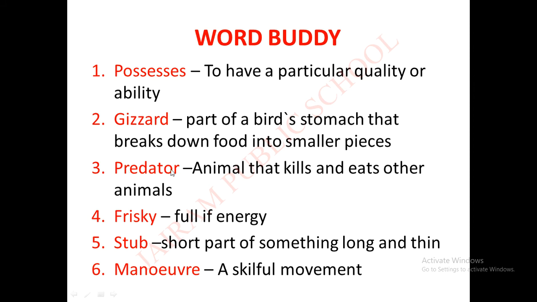Predator. Animal that kills and eats other animals is said to be a predator. What is the meaning of the word? Animal that kills and eats other animals is said to be a predator. Next, fourth word. Frisky. What is the meaning of the word? Full of energy.